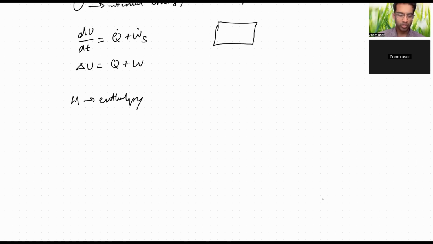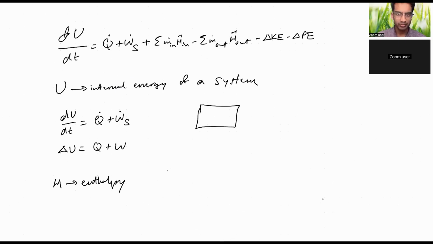So if you go back to our energy balance, I'll scroll back up. We have dU/dt, not dH/dt, right? But then we have our flow terms over here that contain the H term. So why? Because enthalpy only shows up when mass is crossing a boundary.